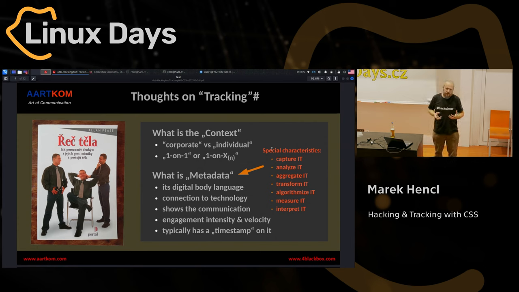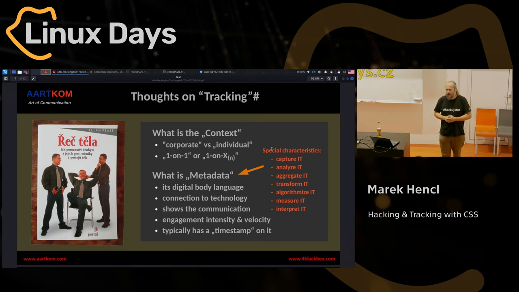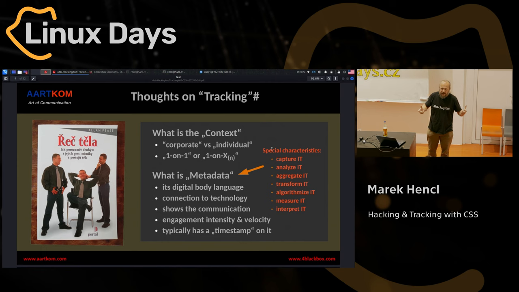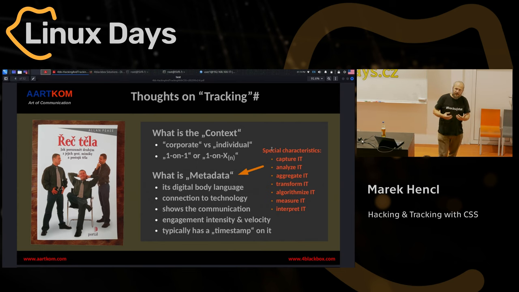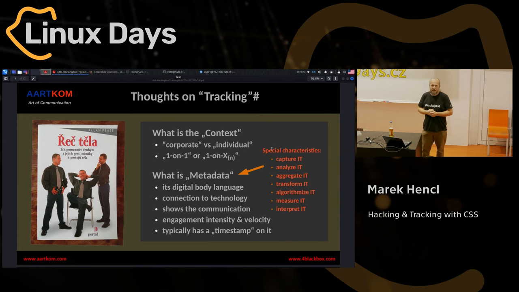The thing with metadata compared to the typical day-to-day human interaction is that you can put a timestamp on it. And you can go back, and you not only can capture it and aggregate it and transform the data, you can put on algorithms, you can measure it, and you can interpret it. And you can get some stories from some very basic metadata. You get the information that tells you a story of what is happening on the other side, or what is happening in the interaction, for example, when communicating with somebody.